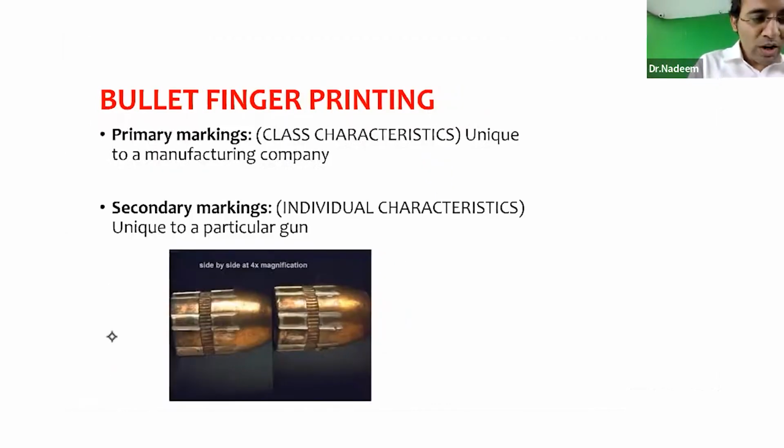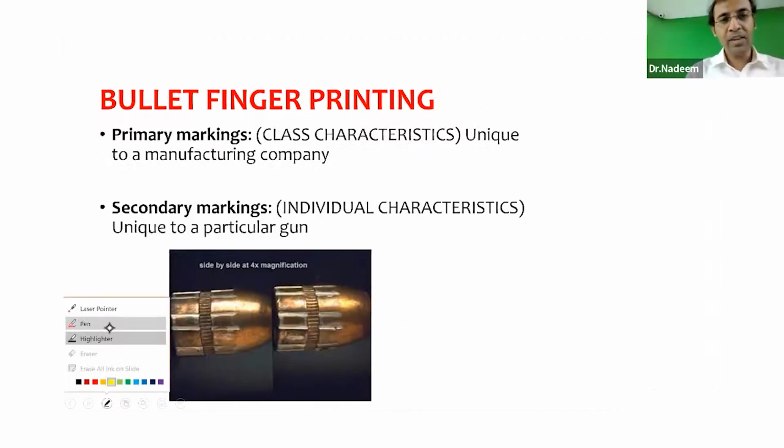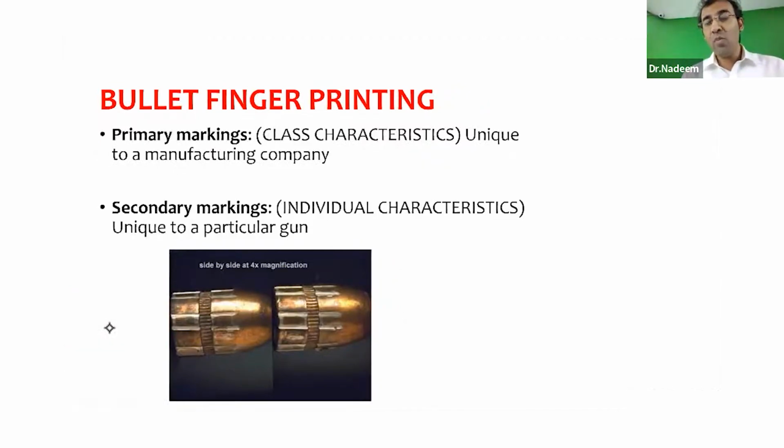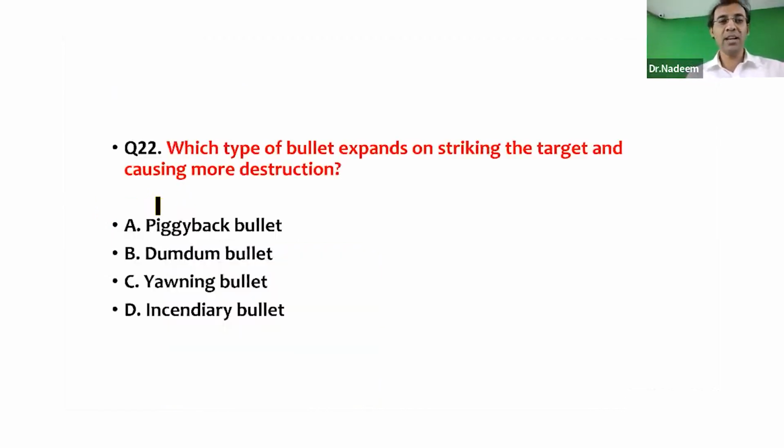If they ask you one question, whether bullet fingerprinting is about primary marking, secondary marking, tertiary marking, or whatever, the answer will be secondary markings, because this is individual to a particular gun. Fine. So this is bullet fingerprinting.